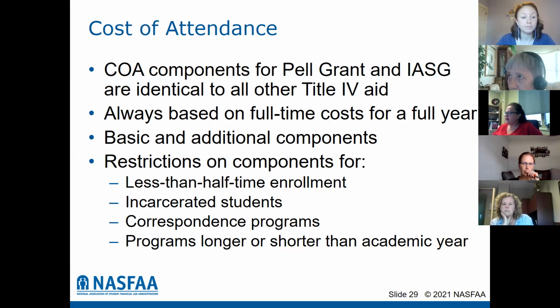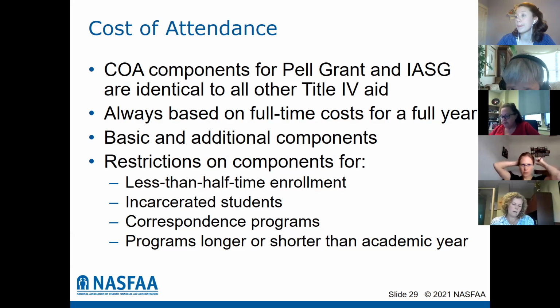So we're going to go back into talking about Pell with cost of attendance. Cost of attendance components for Pell and the IASG are identical to all other Title IV programs, always based on full-time costs in a full-time year. Basic and additional components, and then restrictions. There are some restrictions on less than half-time enrollment, incarcerated students, correspondence programs, and programs longer or shorter than an academic year. We talked about that, as most of you are not going to have that.